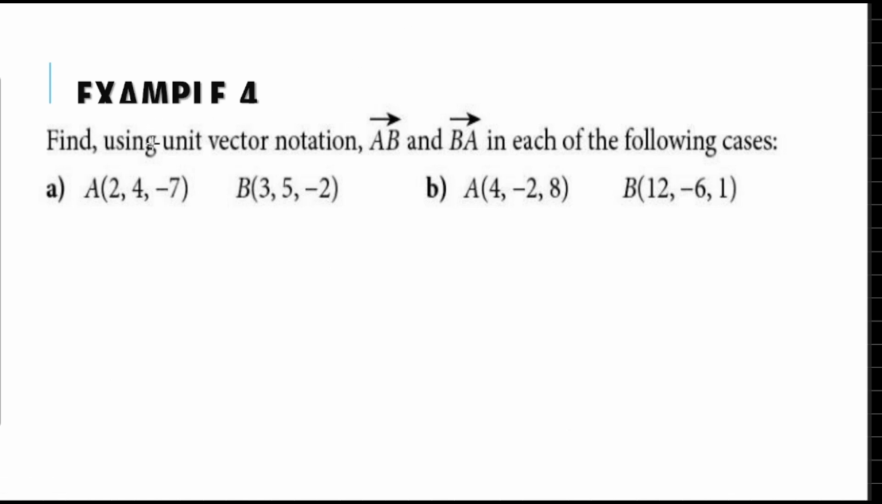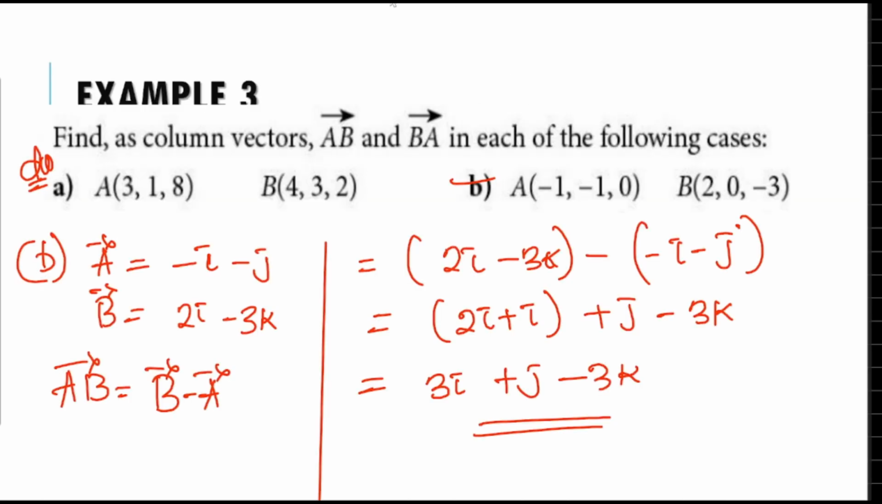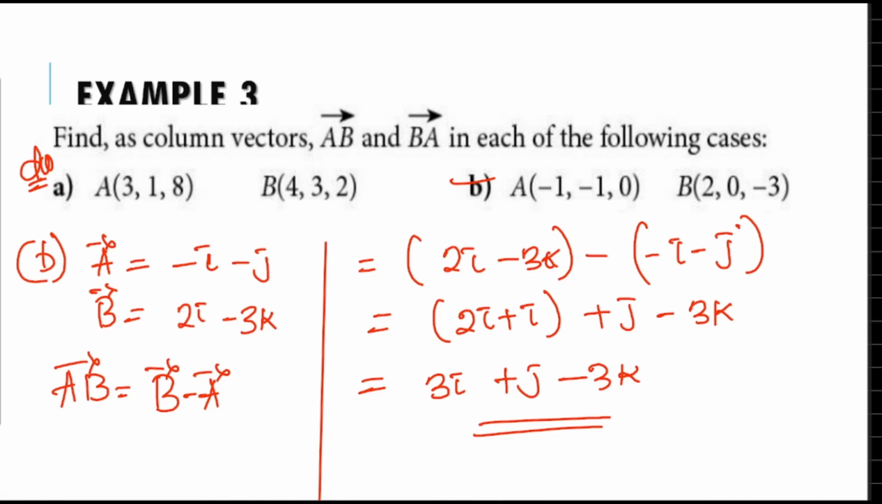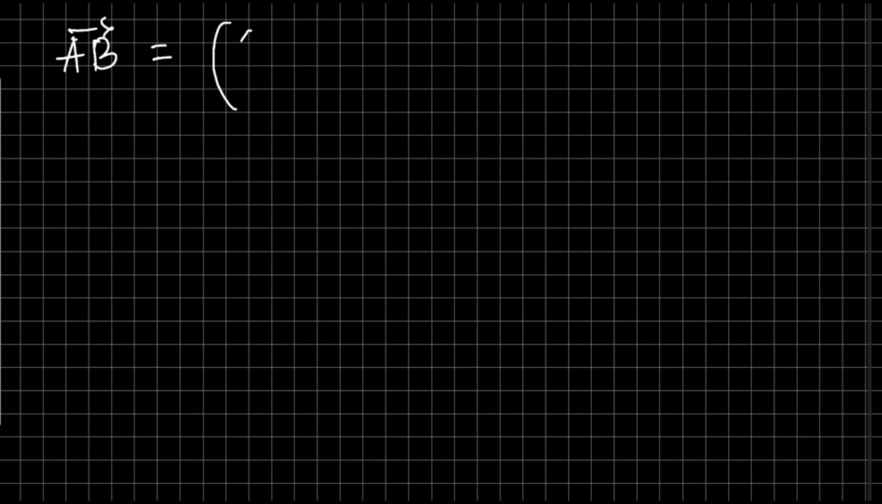Example 4. Find using vector notation AB and BA in each of the following cases. So we were asked to use column vectors here, guys. So column vector AB will be equal to, in terms of column vector, 3, 1, minus 3. So that will be the answer. Then also BA, let me help you understand something here. Do you know that BA equals minus AB?